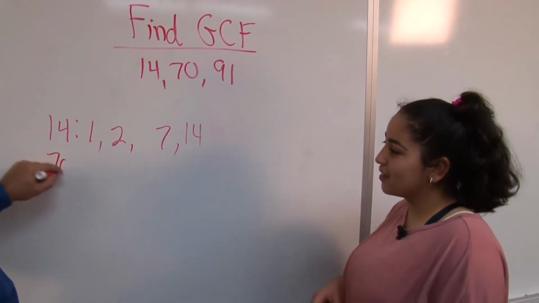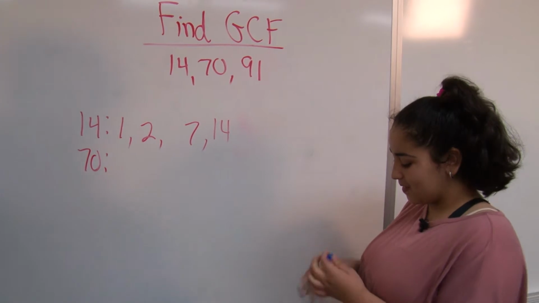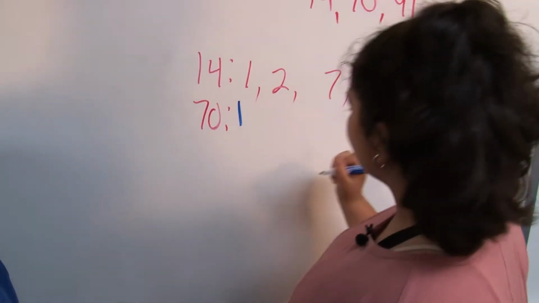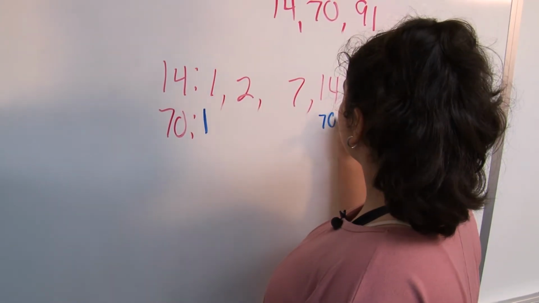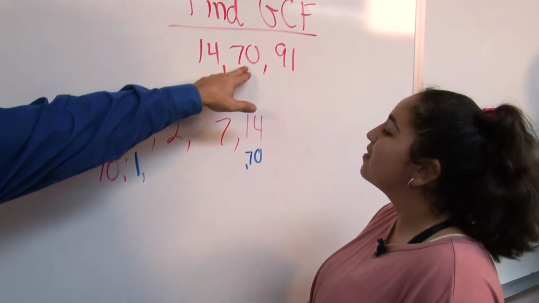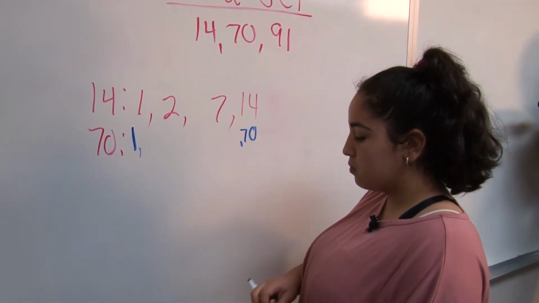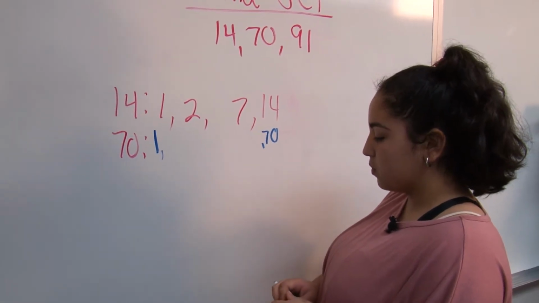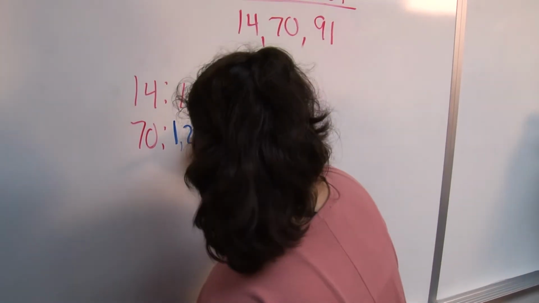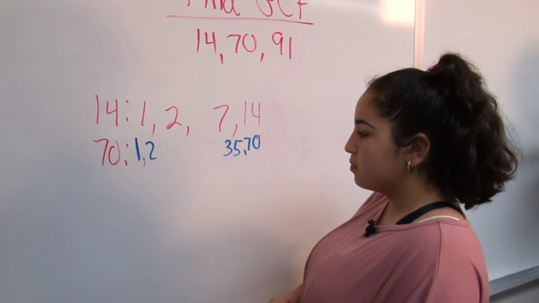So now 70. Why don't you start listing the ones for 70? So what's going to go in there first? 1. Right. And at the other end, put what, well, there you go. So 1 times 70. And you knew that 2 would because it's an even number, right? Yes. 2 times what is 70? You know that in your head, or do you need to work that out? 35. Perfect. So we'll go 2 and 35. Okay. What else?